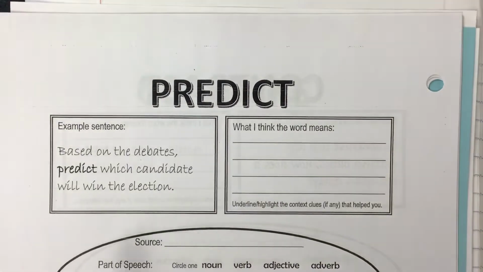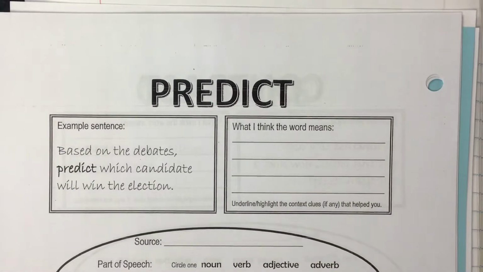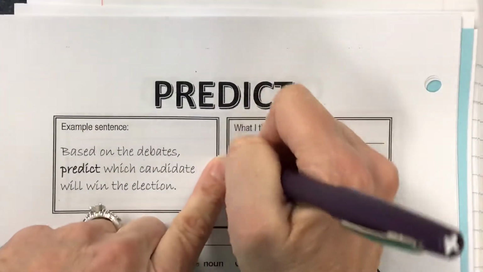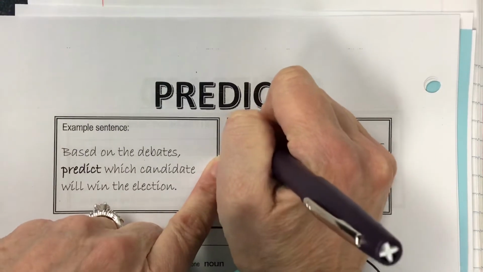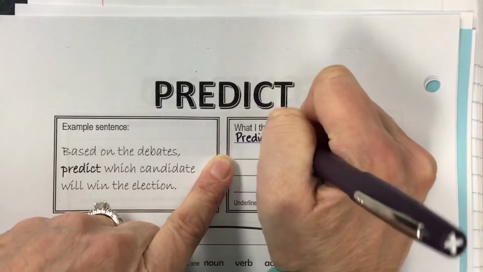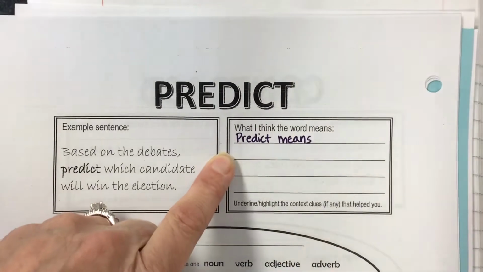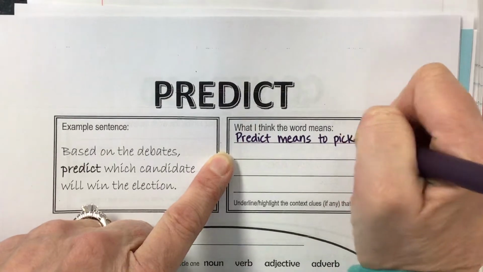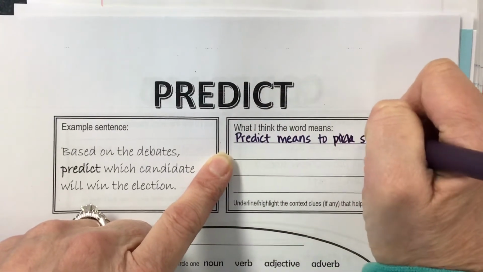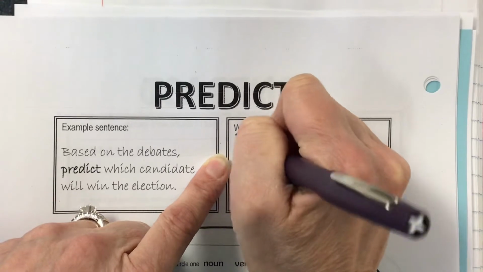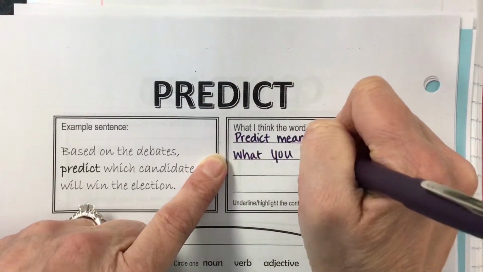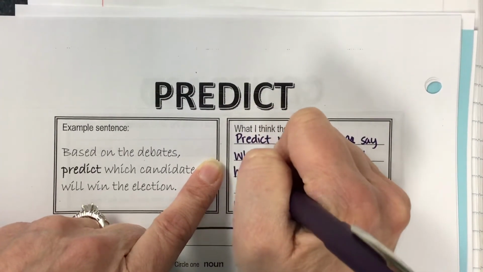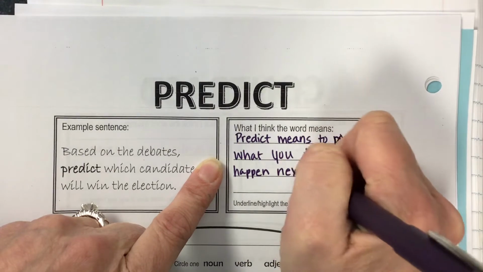You know what it means. Predict which candidate will win the election. What does that mean? What do you think is going to happen? So predict means, okay, so I heard someone say guess, and I want to talk about that for a minute. Predict means to say what you think will happen next.